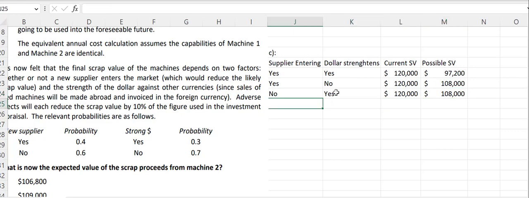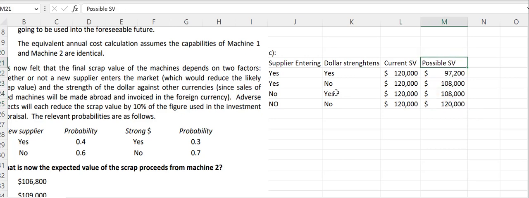And then we may have a situation where neither the new supplier is entering into the market, nor the dollar is strengthening against the foreign currency. So 120,000. In that case, there will be no change to your scrap value. So your scrap value will be expected as 120,000 if this happens. So there are four possible scrap values that we may have, but none of these have a 100% chance of occurrence.